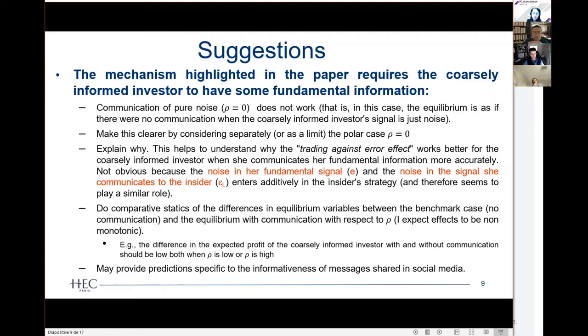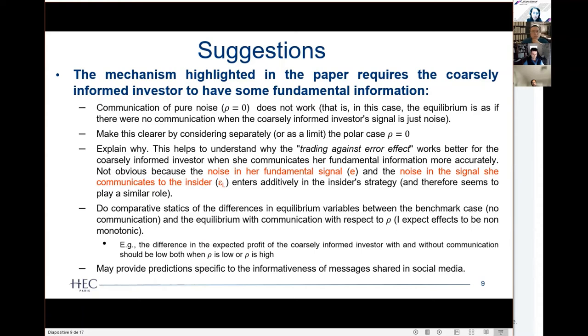So initially I was a bit puzzled because I told myself, well, given that, even when the guy with less information has no fundamental information at all, the mechanism should work. And it does not. And I think it will be interesting to discuss a bit more why. What is exactly the intuition here?